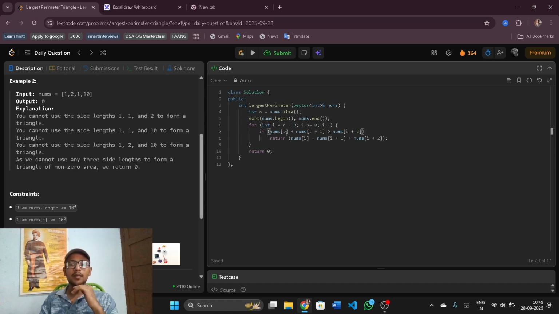So if nums of I plus nums of I plus 1 is greater than nums of I plus 2, then return nums of I plus nums of I plus 1 plus nums of I plus 2. If not, return 0. This is how you solve this problem.